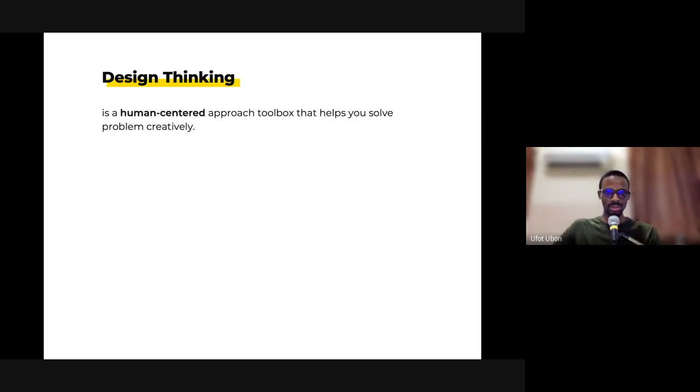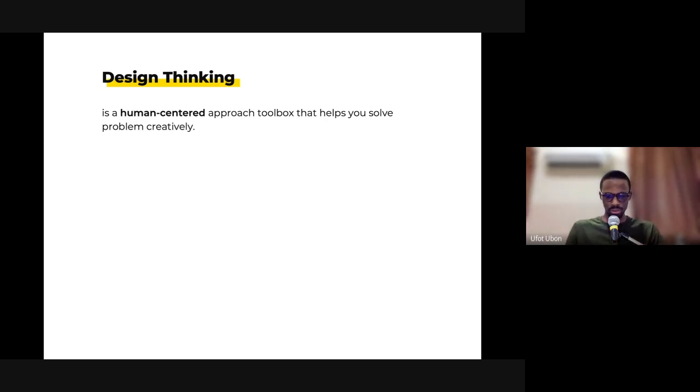Motion. Design thinking is one of the two catalysts that would help user interface design, graphic design, and motion design coexist in harmony to create a visually appealing user experience for the ideal users. Design thinking. It's a human-centered approach toolbox.